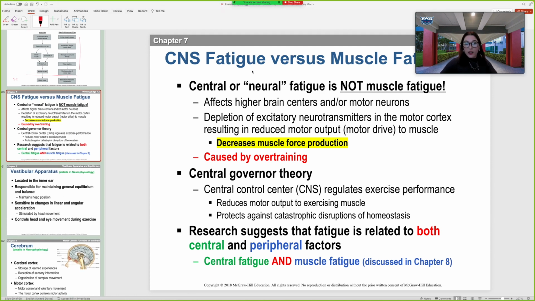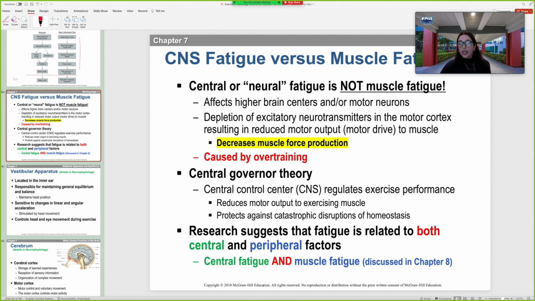Okay. So we talked a little bit about muscle fatigue, right? We talked about muscle fatigue when we talked a little bit about lactic acid, okay? Now central fatigue is not the same thing. So we have central fatigue and we also have regular muscle fatigue. So central fatigue is neural fatigue. It's not the same thing as muscle fatigue. It affects higher brain centers and/or motor neurons.